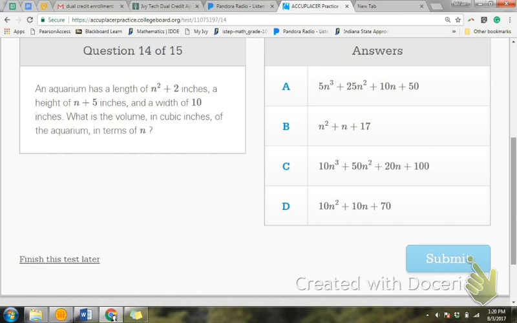Okay, shh. We got 2 left. We got to keep going. An aquarium has a length of n squared plus 2 inches, a height of n plus 5 inches, and a width of 10 inches. What is the volume of the aquarium in terms of n?